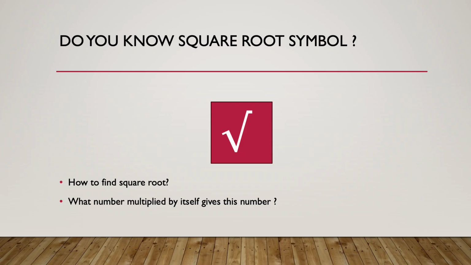Always remember, this is a trick. Always remember, square means the number 2. So when I see the square root, I'm thinking: what number multiplied by itself is giving this number?